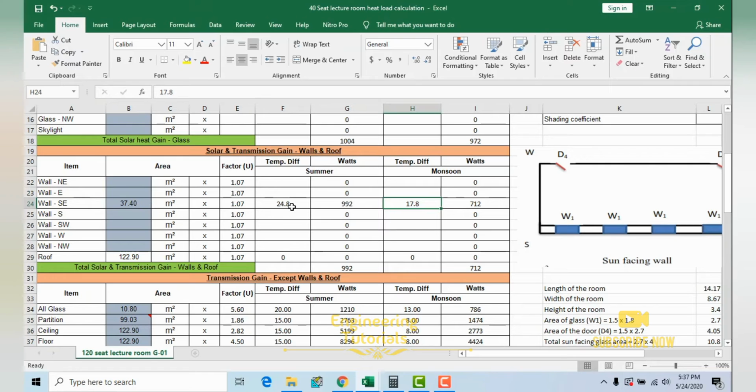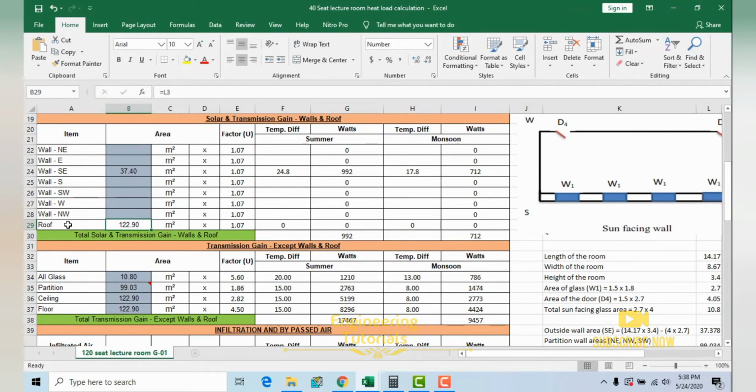So how do you calculate the heat load? You need to multiply this wall area with the U factor and CLTD, UA CLTD. So you will get the load, that is 992 watts. Same way you have to calculate for monsoon. This time you have used this CLTD 17.8 for monsoon.